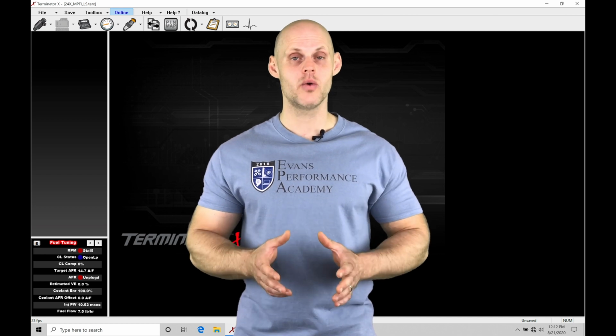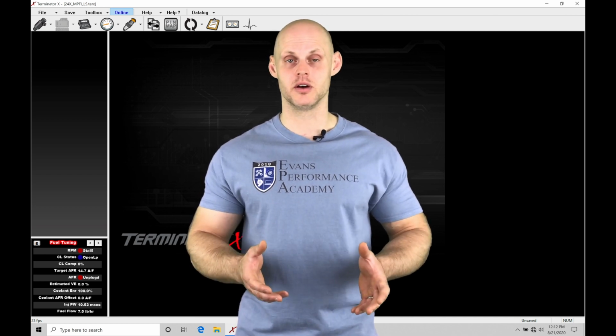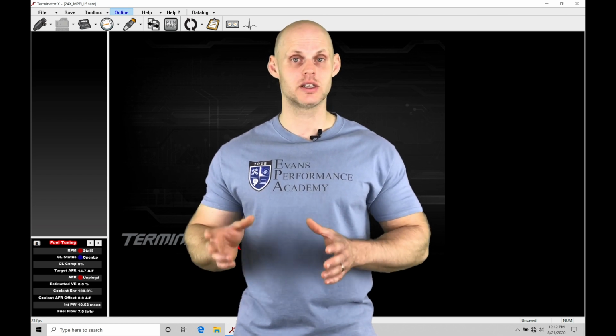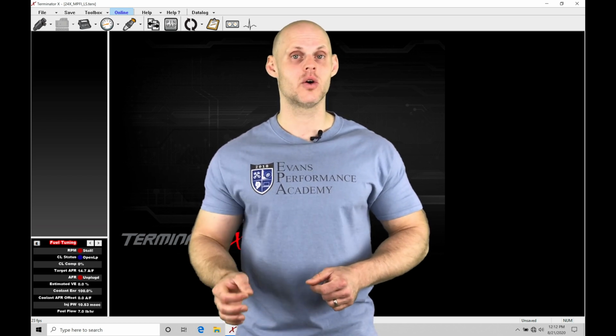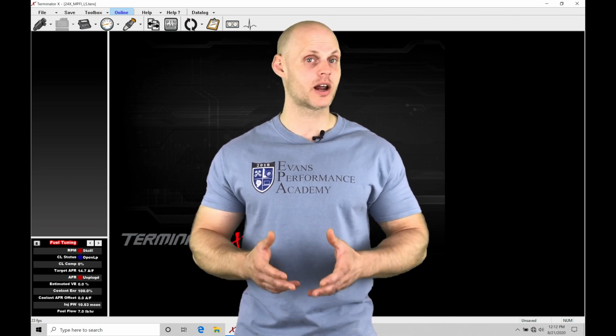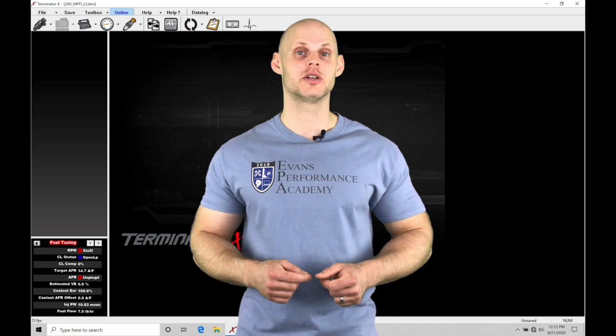We're going to learn how we work with both of these different types of startup enrichments, and then we're going to make sure we take a look at some log data so we can distinguish what to look for in a data log when we're trying to dial in and tune both the cranking fuel and startup enrichment. We're gonna have a lot to cover. Let's jump into our video so we can check this out.